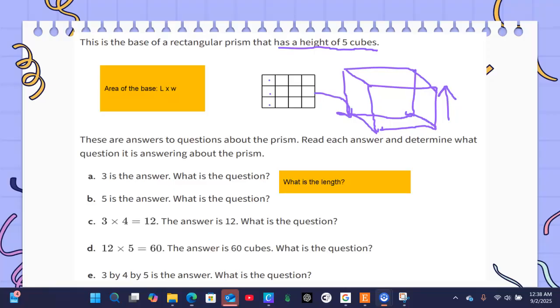What is our next one? It says 5 is the answer. Well, we already saw that up here. It says our prism has a height of 5 cubes. So we'll go ahead and write that question. What is the height?